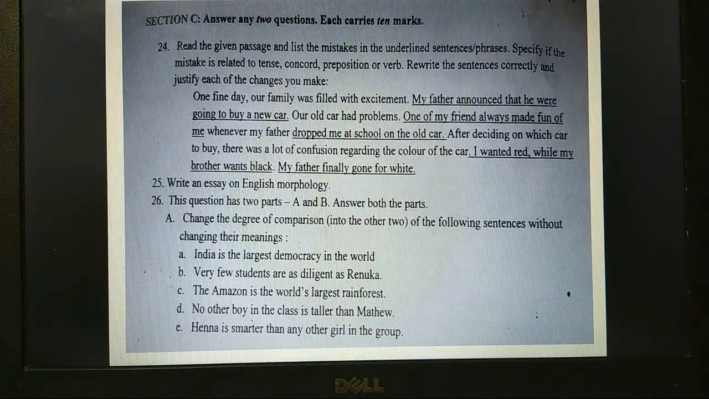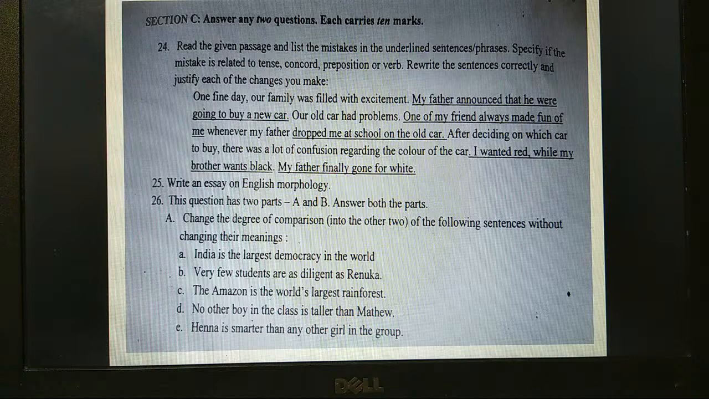My father dropped me at school on the old car. On the old car is really funny. It is an error. We never say on the old car. On the old car means maybe on the bonnet or on the roof. So you would correct it this way.